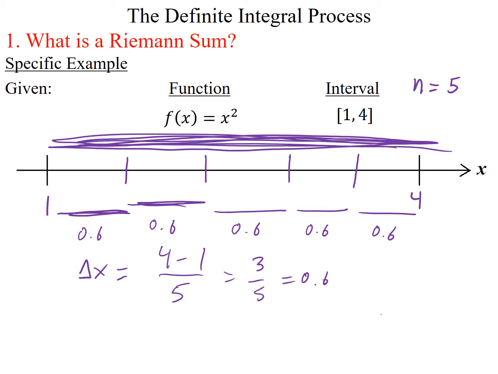Okay, so if this first number is 1, what's the next one? We just have to add the 0.6. Think of it as walking. You're at the number 1 on the number line. You're going to walk 0.6 to the right. What number do you end up at? You end up at 1.6. Then you're going to add another 0.6. You just keep adding your delta x's.